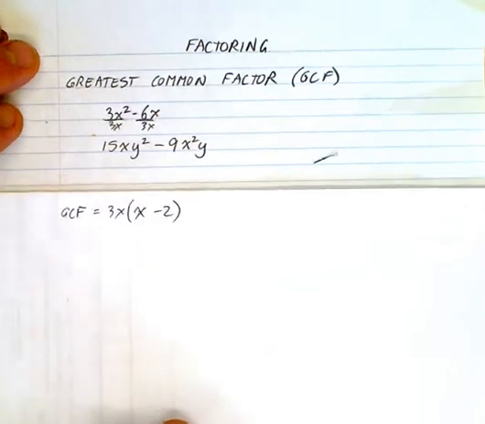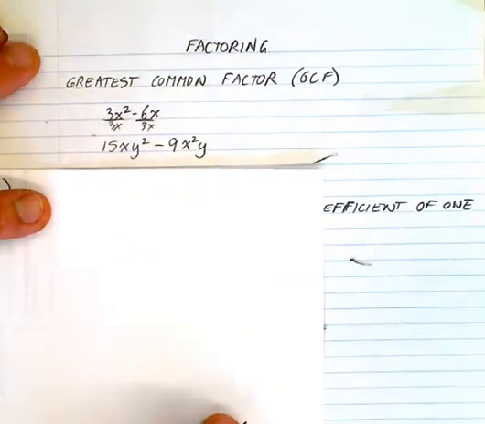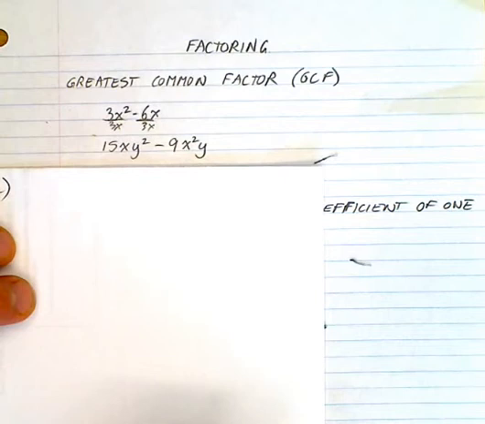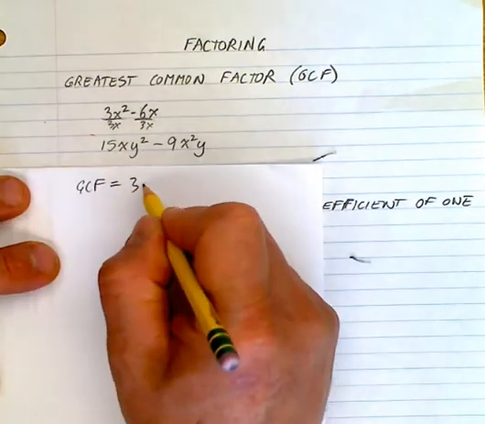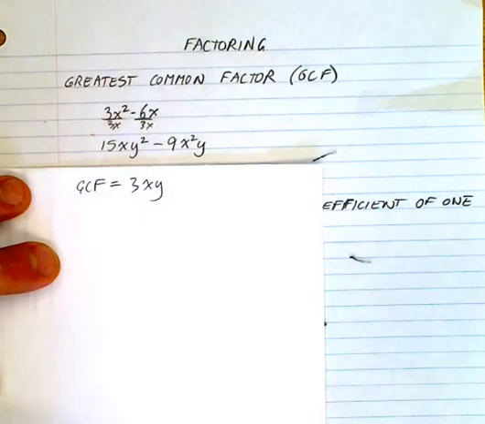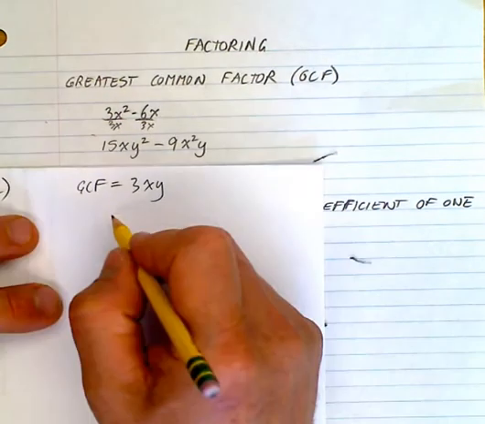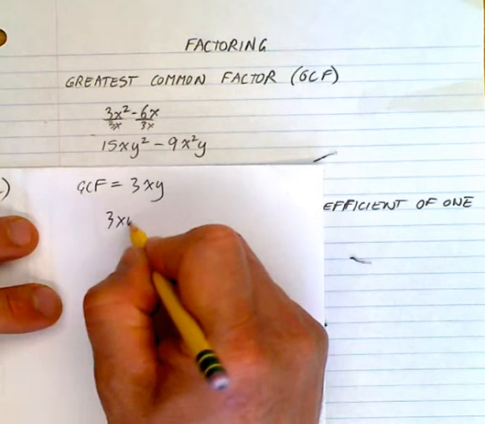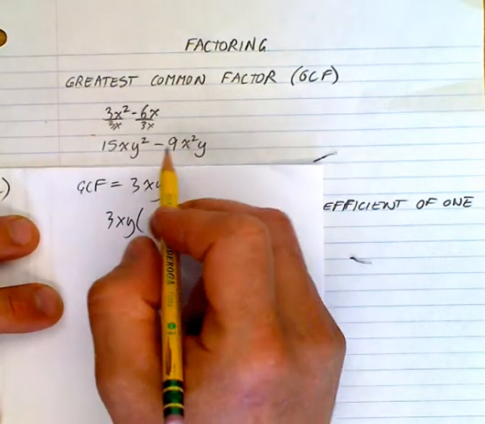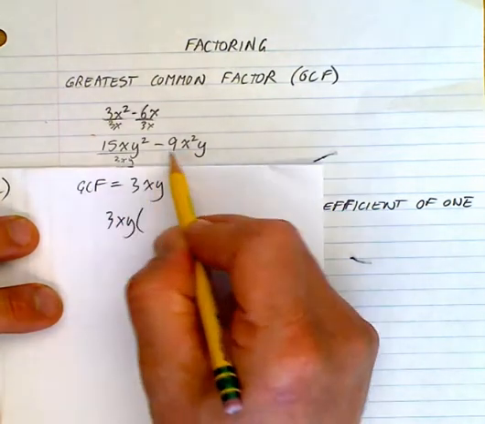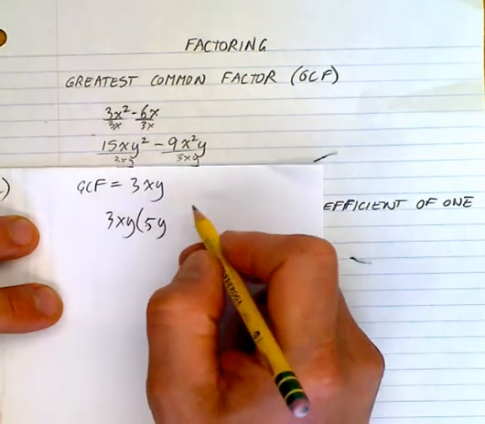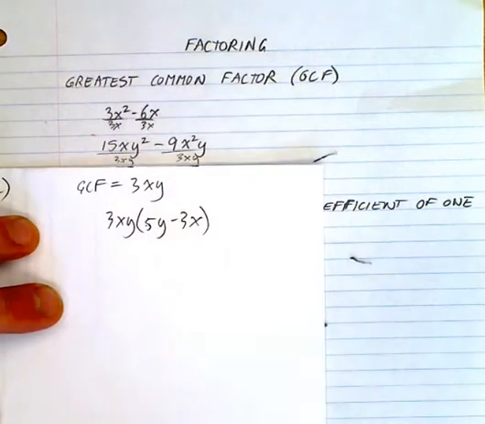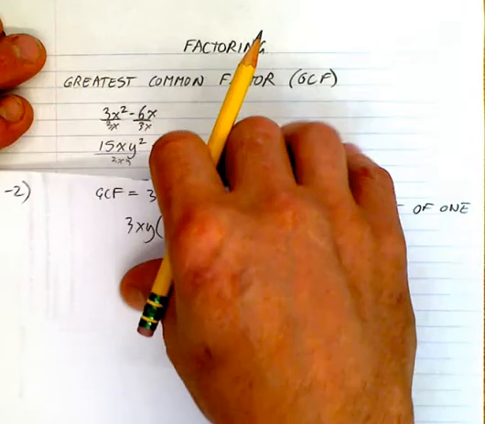Give this one a shot here. See if you can look at the number and then the variables. Hopefully you'll see that your GCF is, again, 3x. Now we also have a y, okay? And then that means that your factored form would be, now we divide by 3xy, you divide by 3xy, left with 5y minus 3x. And that is your factored form, okay? That's what we call GCF factoring.